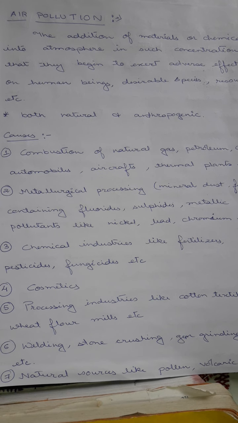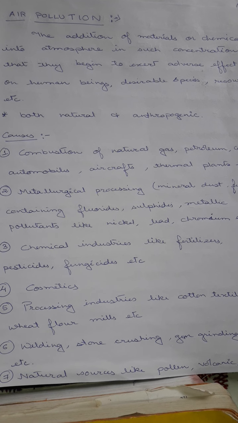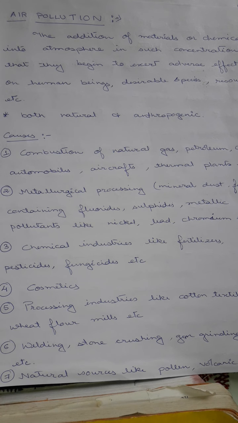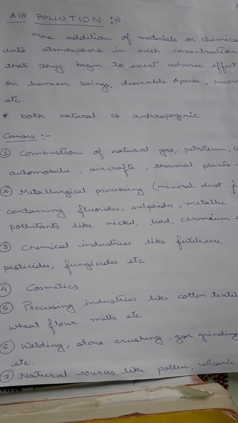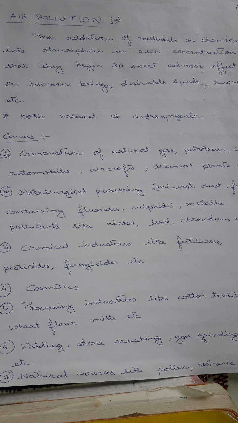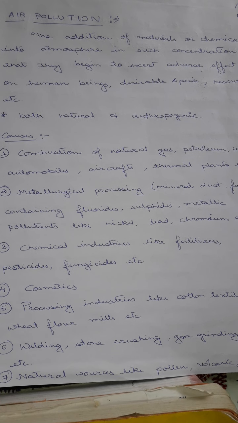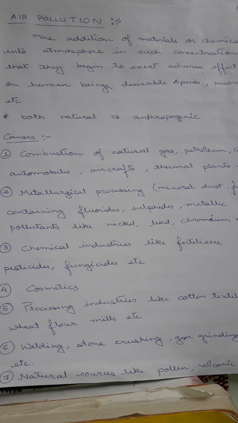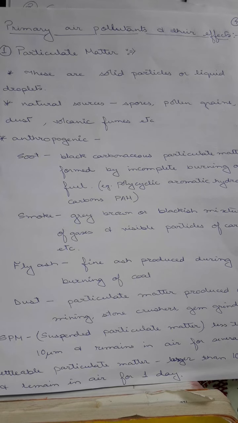Then cosmetics industries, processing industries, welding, stone crushing, gem, natural resources like pollen and volcanic gases, all these are different causes which will cause air pollution. That means pollutants are created from these sources, and those pollutants mix in the air and ultimately cause air pollution. Okay, so these are the main causes of air pollution.